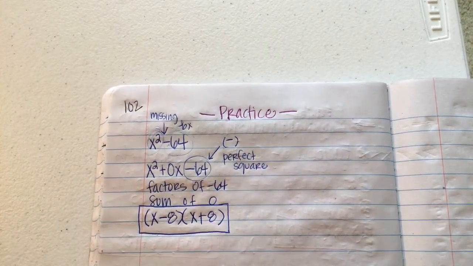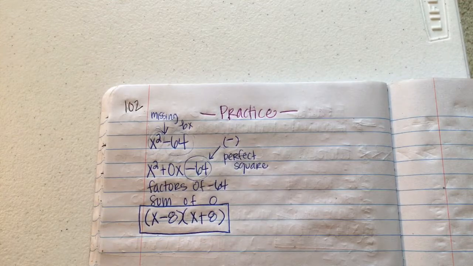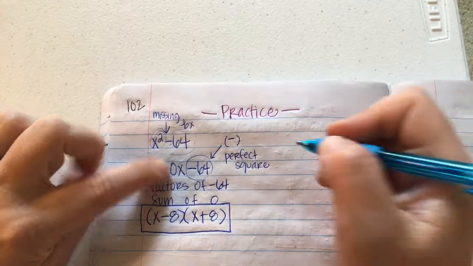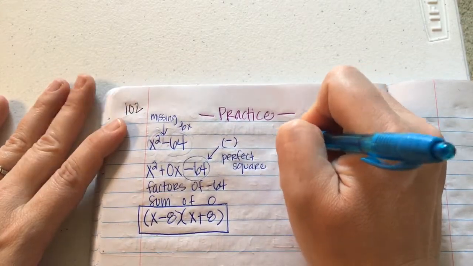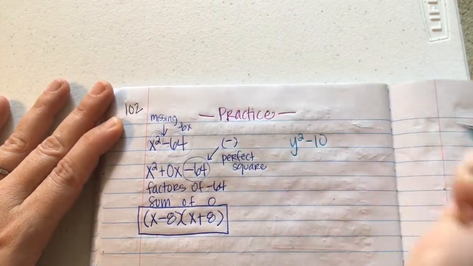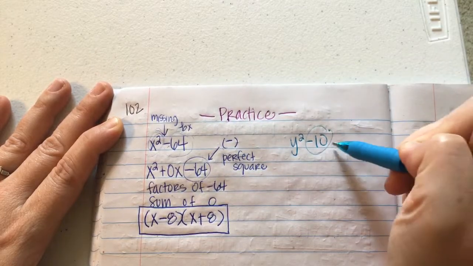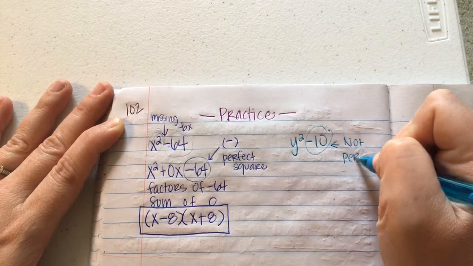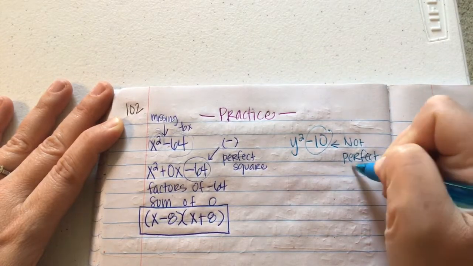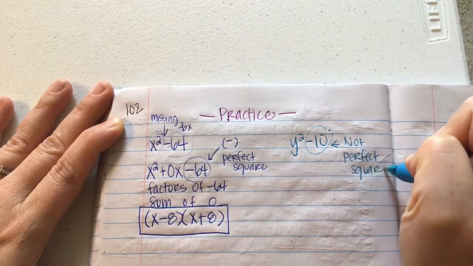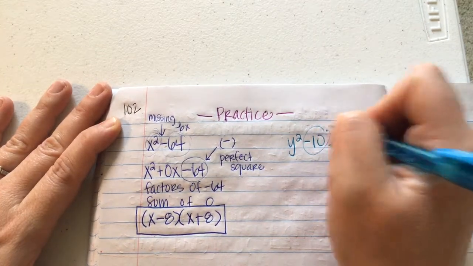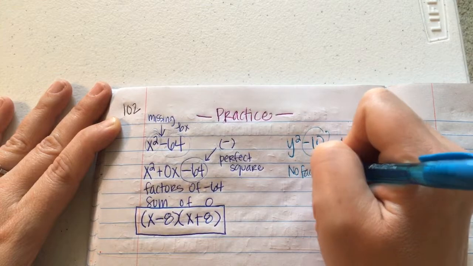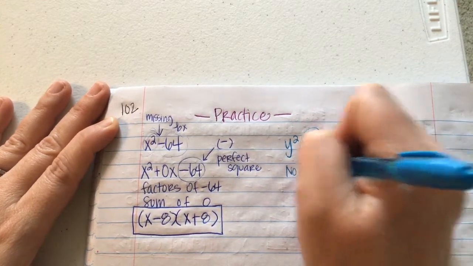If it's a negative, if it says minus, and it's a perfect square, then you can put that 0 in there and factor it. For example, these ones won't work, like y squared minus 10. It's a minus, but this is not a perfect square. So it doesn't factor. It's done. No factors.